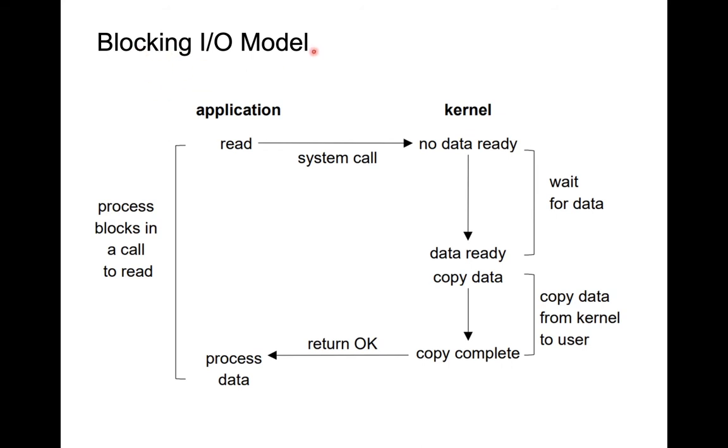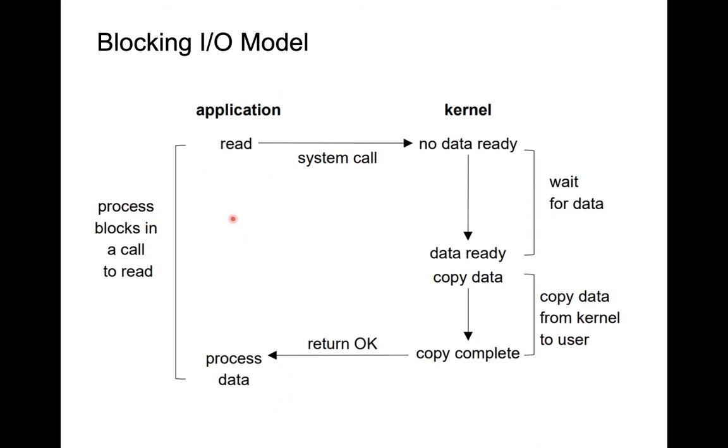As you can see in the blocking IO model, there is an application running and the application is requesting a read. On this timeline of the application, you can see the process blocks in a call to read. When there is a read system call towards the kernel and there is no data ready to be read, it has to wait until the data is ready. Once we have the data ready, all the data is copied to the buffer of the application. Once the copy is complete, it will return OK, and later the application will process the data according to its algorithm.